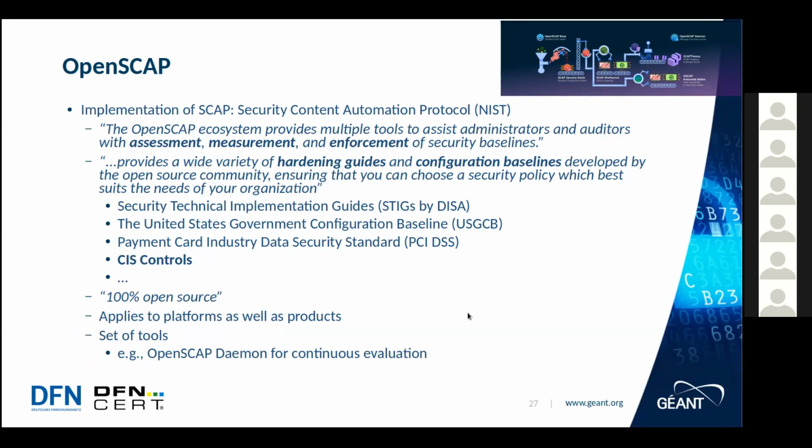I just read it here from the website. The OpenSCAP ecosystem provides multiple tools to assist admins and auditors with assessment, measurement, and enforcement of security baselines. So again, it's a tool similar to syscat. I can just feed this tool or these tools with benchmarks or baselines I have and check on my local system. OpenSCAP provides a wide variety of hardening guides and configuration baselines. Again, this is not only about vulnerabilities, but also about misconfiguration and patch levels. So hardening and configuration baselines are very useful as well. Developed by the open source community. Again, everything is free and open source, ensuring that you can choose a policy which best suits the needs of your organization.